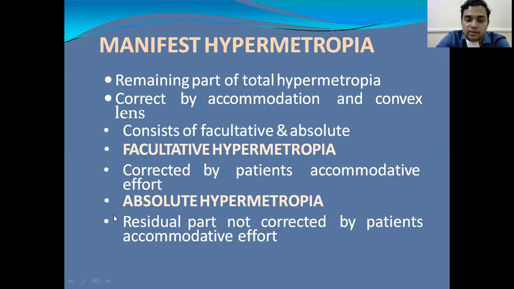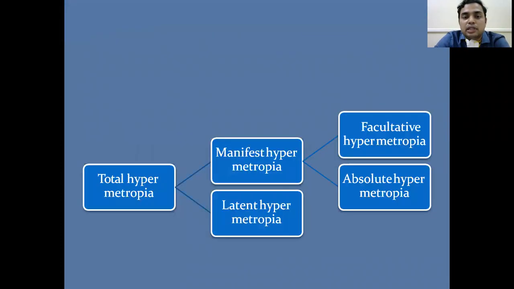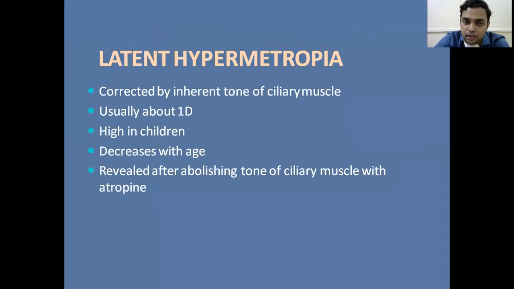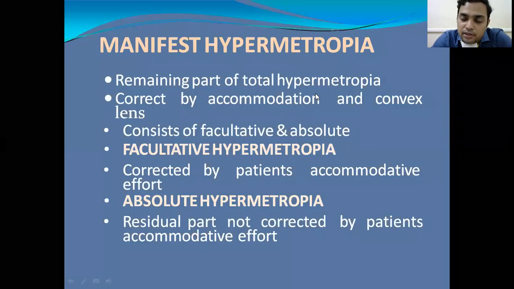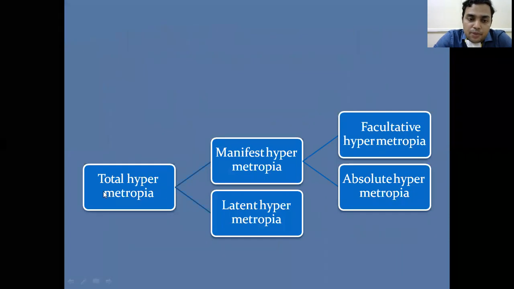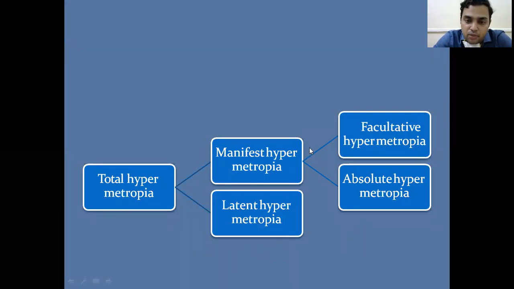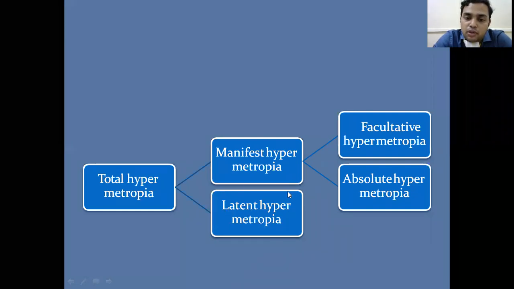Actually this absolute hypermetropia is the only part disclosed by the patient if you don't put cycloplegic drugs. But in order to disclose the facultative hypermetropia or latent hypermetropia, we have to instill cycloplegic drops like atropine. So total hypermetropia is a summation of manifest hypermetropia and latent hypermetropia. This latent hypermetropia cannot be disclosed without putting cycloplegic drugs, because there is an inherent ciliary muscle tone which corrects this hypermetropic refractive error, that is latent hypermetropia.